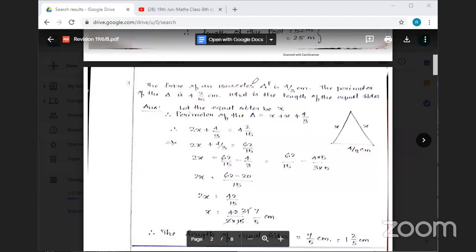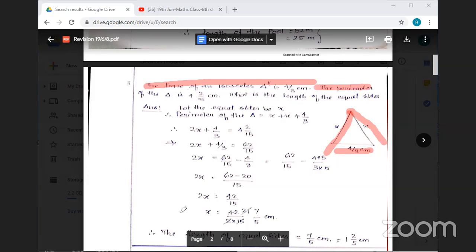Two sides are equal. This side is equal to this side, and the base is given as 4 by 3 centimeter. The base of the triangle is 4 by 3 centimeter. And the perimeter of the triangle is given.